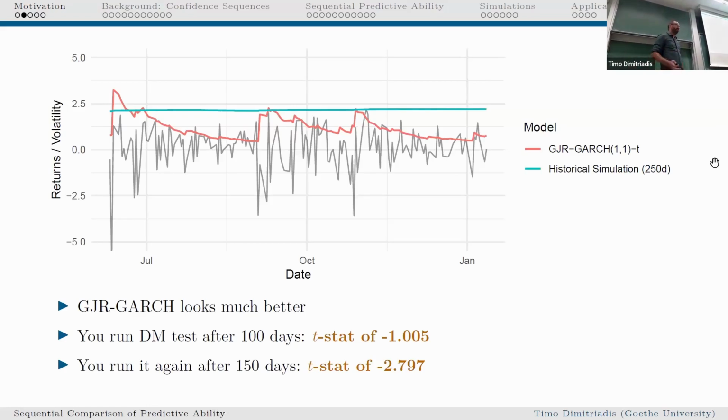Formally, no. We could, of course, correct the significance levels by Bonferroni or something, but this is not that nice, especially if you want to do that every day, every trading day. So we would like to develop inference methods that allow for that.